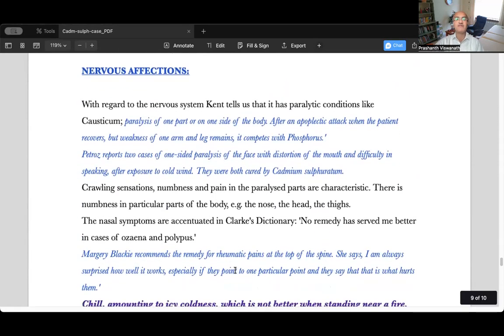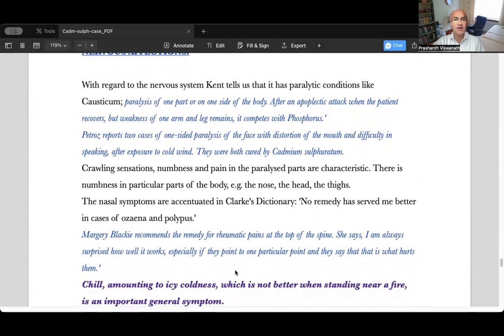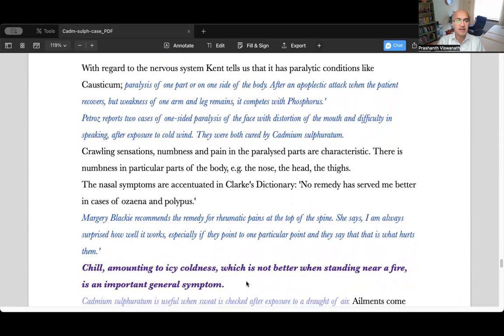Now, quickly coming to the nervous affections of the remedy, you see this remedy, cadmium sulfuricum, is very, very close to camphor. And I'm not sure how many of you knew that. It has the chilliness of the extremities that is present in camphor. You see, what he says, this is something that I found in Materia Medica Viva, but I'm pretty sure it is there in other Materia Medicas, notably probably Kent's Materia Medica. Chill amounting to icy coldness, which is not better when standing near a fire, is an important general symptom.